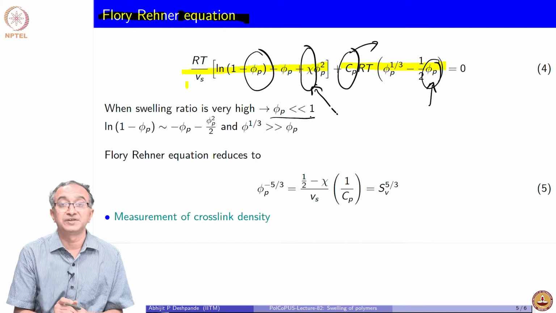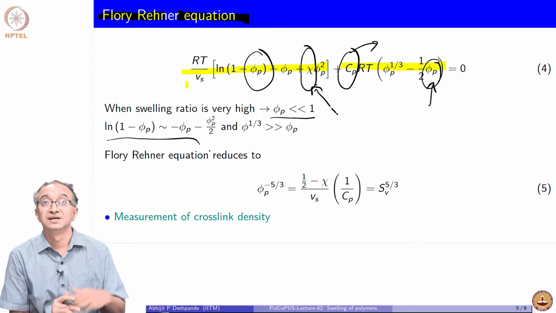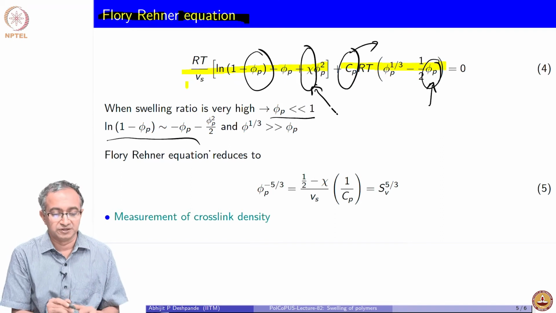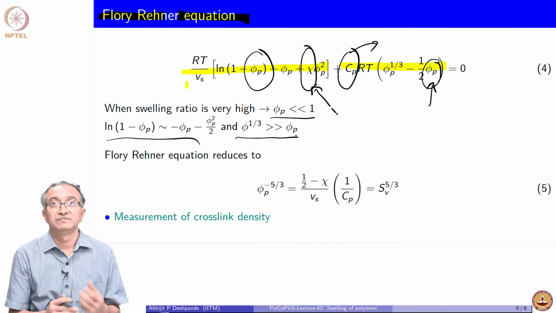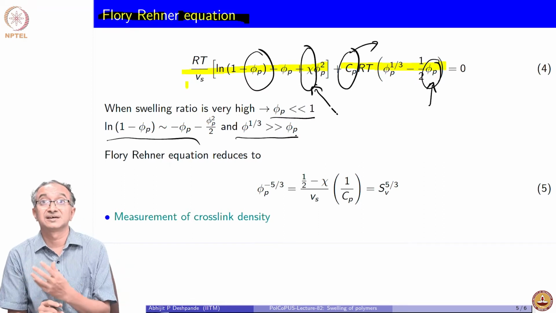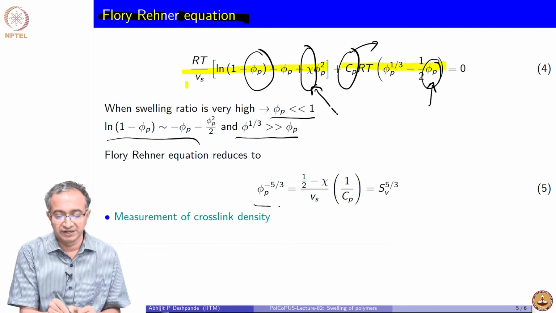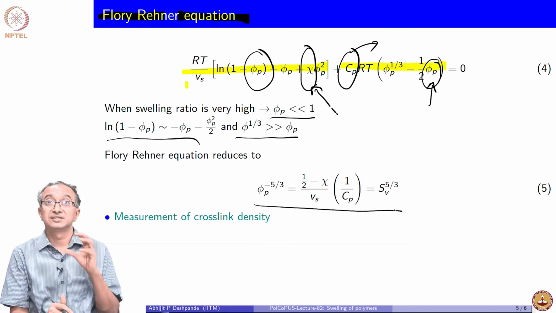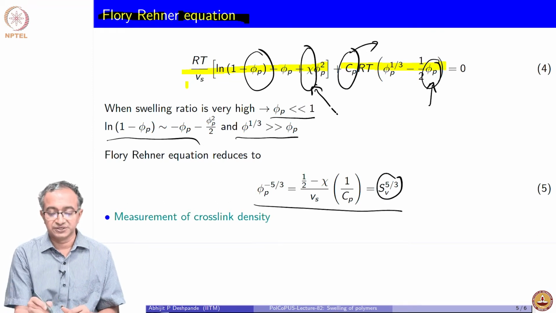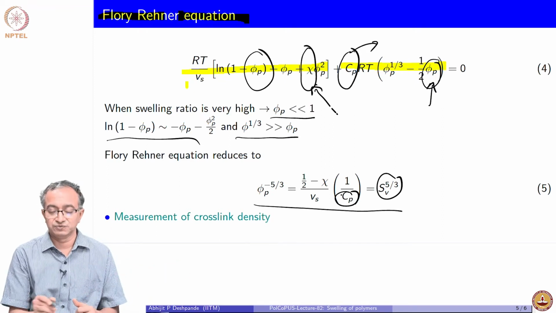Then we can use some of the usual mathematical approximation in terms of a Taylor series for logarithm, or also when we have very small number, then power less than 1 is usually much greater than the number itself. So, using these the Flory Rehner equation reduces. So, this gives us an idea about how swelling ratio changes as a function of crosslink density. So, when crosslink density becomes higher and higher, swelling ratio reduces.